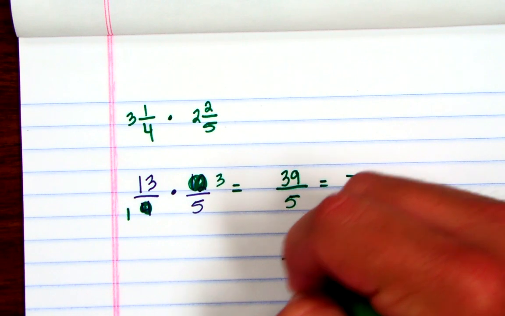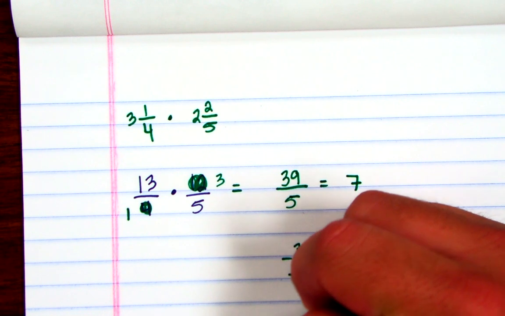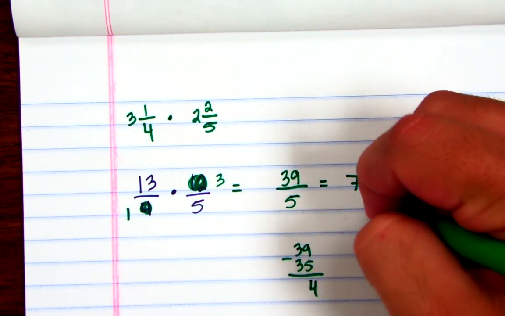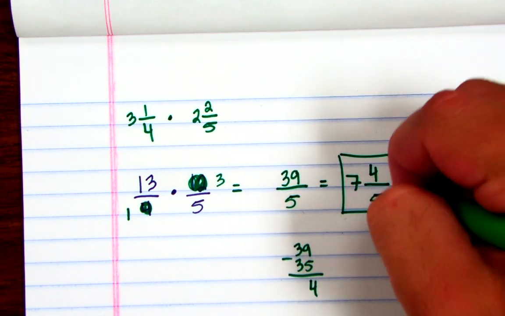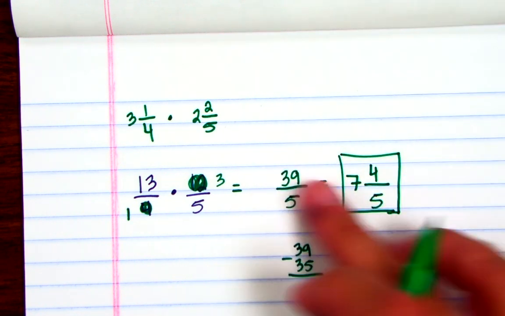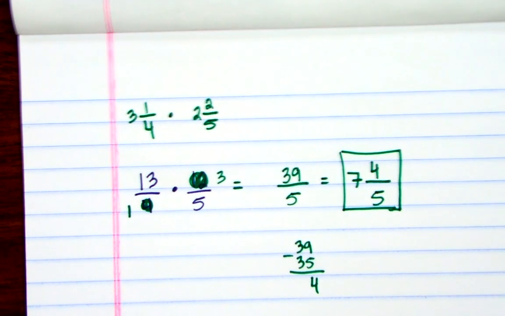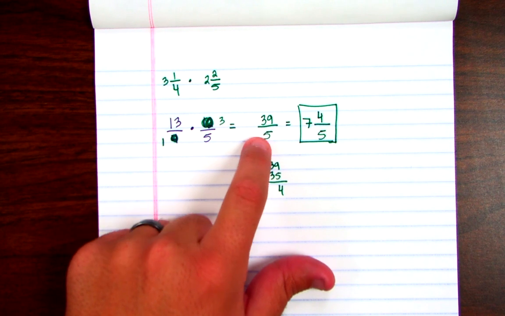So if you have $39 and you spend 35 of it, how much do you have left? Well, you have a remainder of 4, and your denominator is 5. Some of y'all are still like, I don't know how you got 7 4/5. So I'm going to show you another way of doing it. I think we can agree on the 39/5.